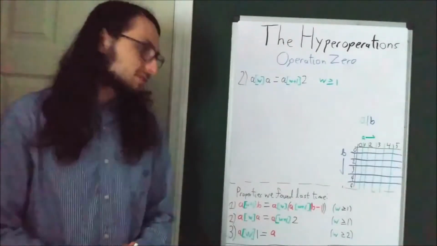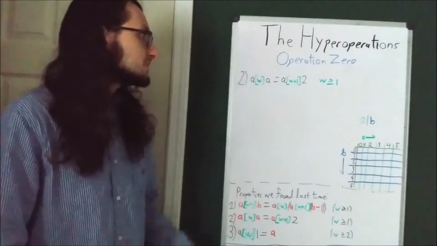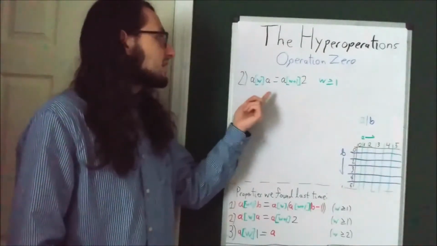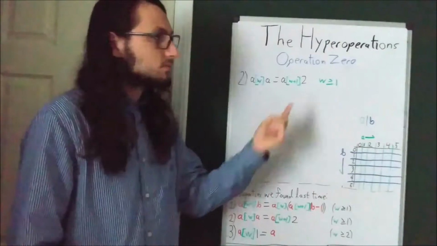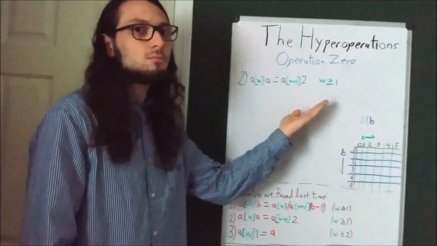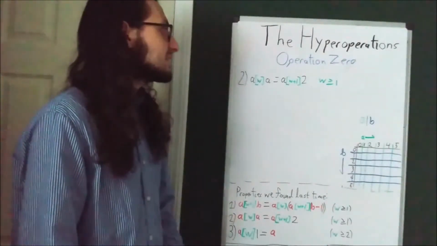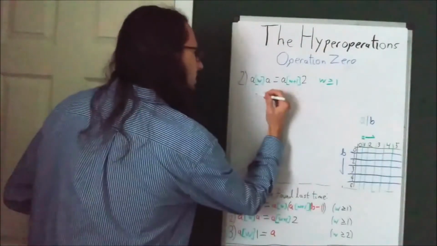So as I said, we're going to be using the properties down below to figure out more about zeration. So let's start with the second property. A operated with A is A operated with the higher up operation with 2. Now this is, we said, only true for W greater than or equal to 1, but that's only because we have not defined zeration yet. So let's extend this to W equals 0 for zeration. So let's fill that in now.